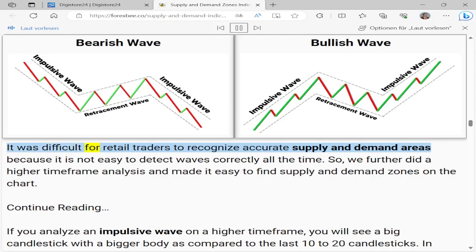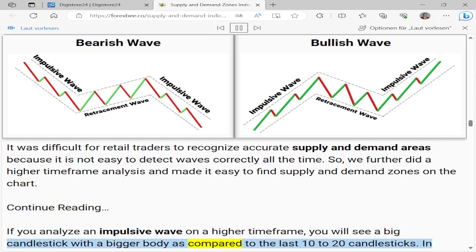It was difficult for retail traders to recognize accurate supply and demand areas because it is not easy to detect waves correctly all the time. So, we further did a higher timeframe analysis and made it easy to find supply and demand zones on the chart.